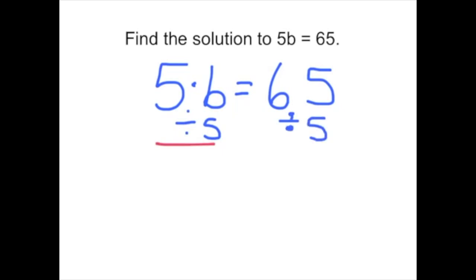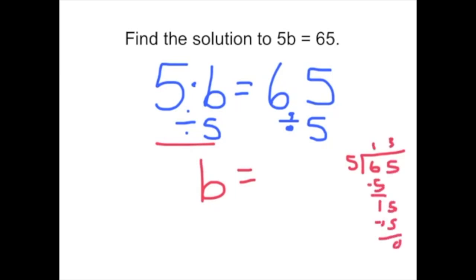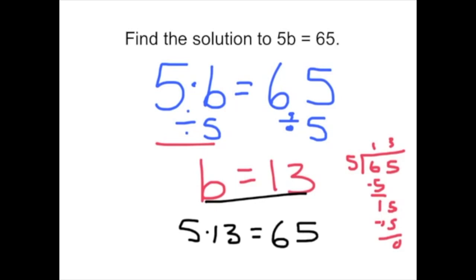5 divided by 5 is 1. B equals, and 65 divided by 5 is 13. So the answer has to be 13. And to check our work, we take this answer, we put it back in. 5 times 13 equals 65. And that is true.